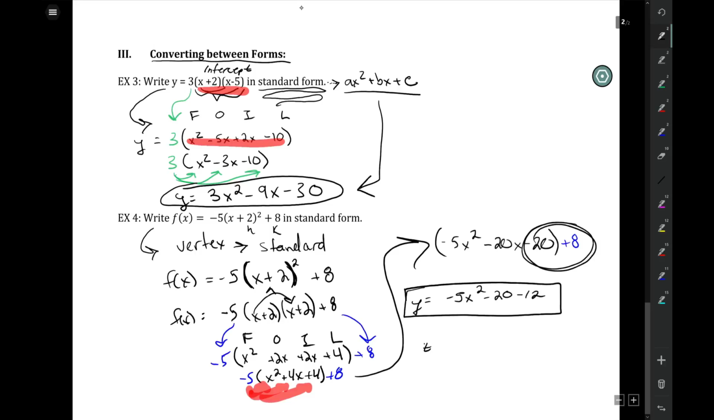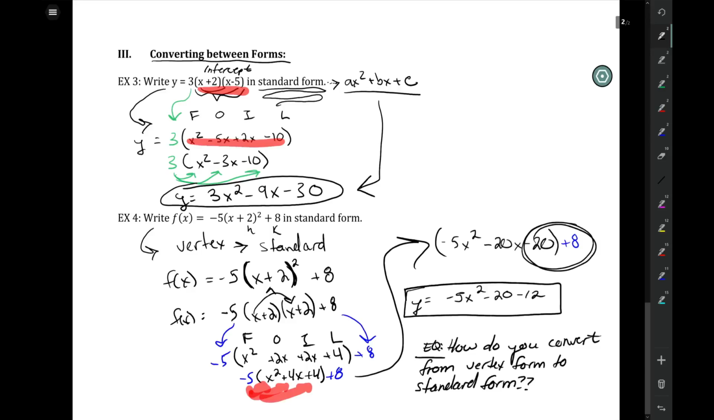Your essential question is: how do you convert from vertex form to standard form? There's your EQ for this section. All right, that's all for now. If you want to watch the extras, stick around.